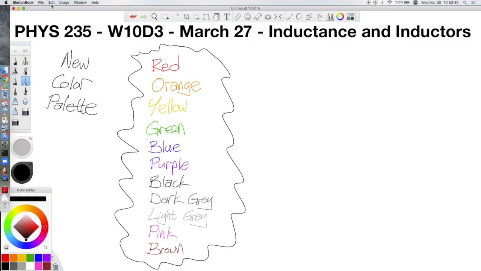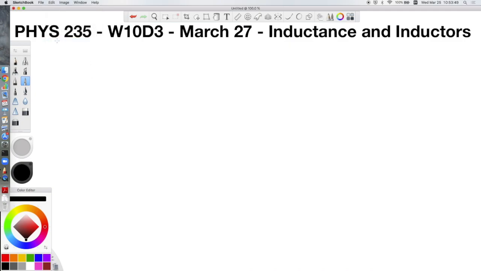So, with all of that in mind, let's clear this off and get started with what we're going to do today. And that is inductance and inductors. We just learned about magnetic induction last time with Faraday's law and Lenz's law. And magnetic induction is used in circuits. When something that uses inductance and induction is used in circuits, it is called an inductor. So the actual circuit elements are called inductors.